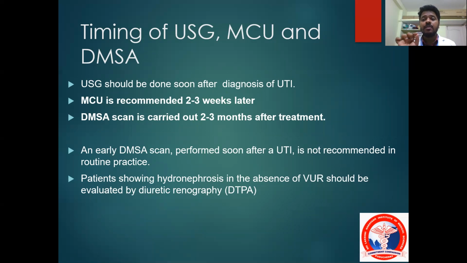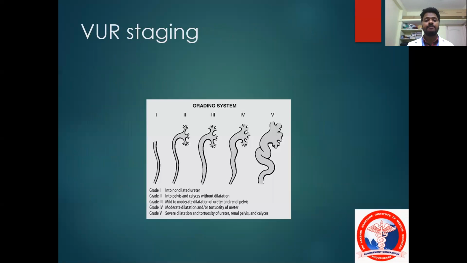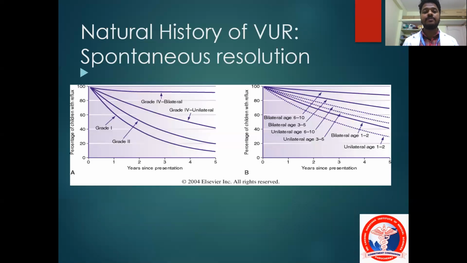This condition is known as pelviureteric junction obstruction. That condition is mainly picked up by diuretic renography, like DTPA scan. So this is the VUR staging. Grade 1 VUR, it happens into a non-dilated ureter. Grade 2, into the pelvis and calyces without dilatation. Grade 3, mild to moderate dilatation of the ureter and renal pelvis. Grade 4, moderate dilatation and or tortuosity of the ureter. Grade 5, severe dilatation and tortuosity of ureter, renal pelvis and calyces.